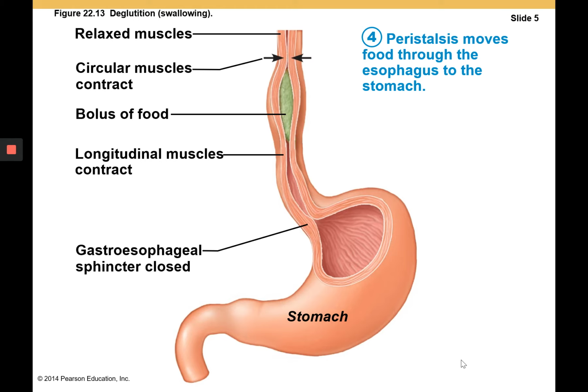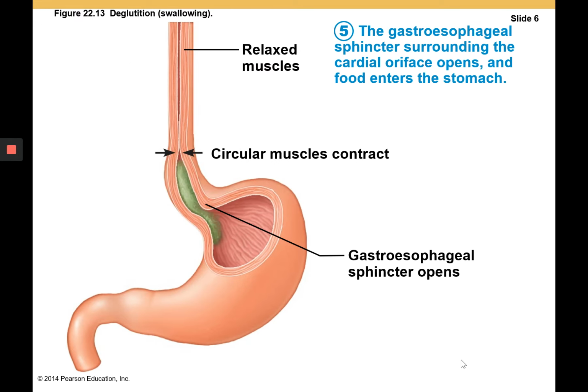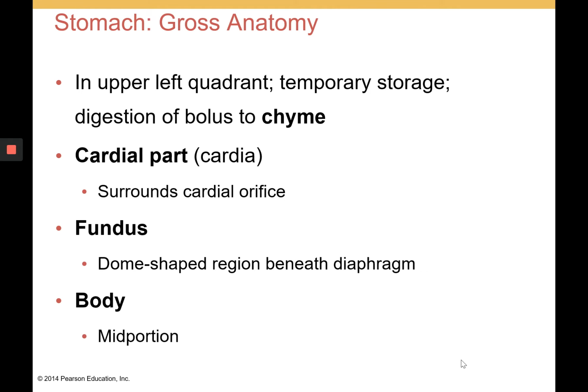We can see here in this image the lower part of the esophagus, and we can see the gastroesophageal sphincter. In this image, it is closed. In order for the bolus of food to move from the esophagus to the stomach, that gastroesophageal sphincter needs to open. When it does open, the food or bolus will enter via the cardial orifice, and it'll officially be in the stomach and be subject to both the acidic and enzymatic conditions therein. So let's move on and look at the stomach.